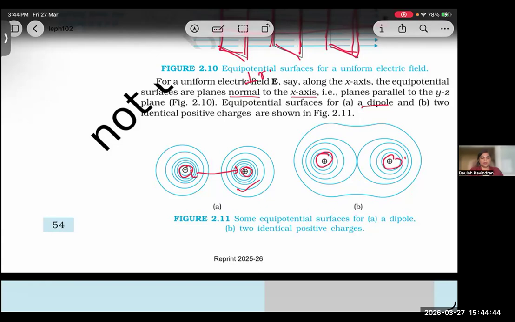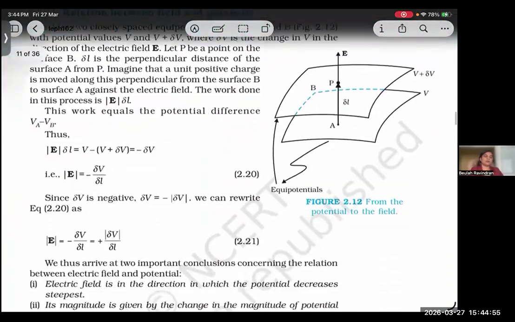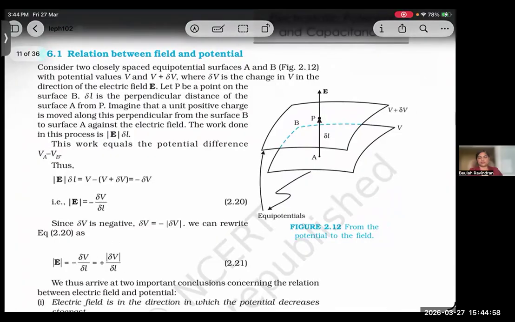Both are positive charges, so there might be deflection in it. Its equipotential surface is defined in the picture, and then it is very clear for you. And now this talks about the relationship between field and potential.